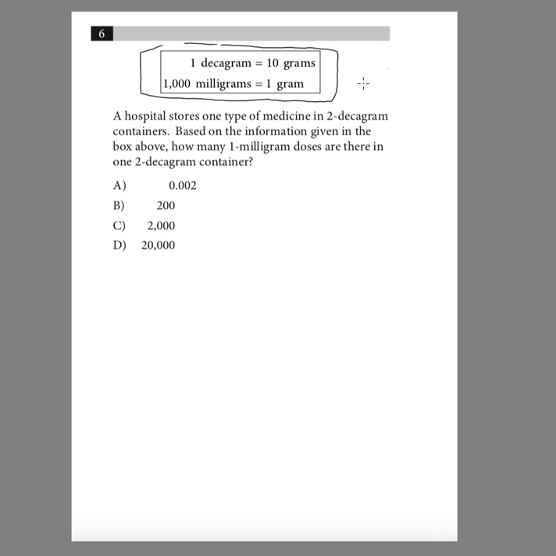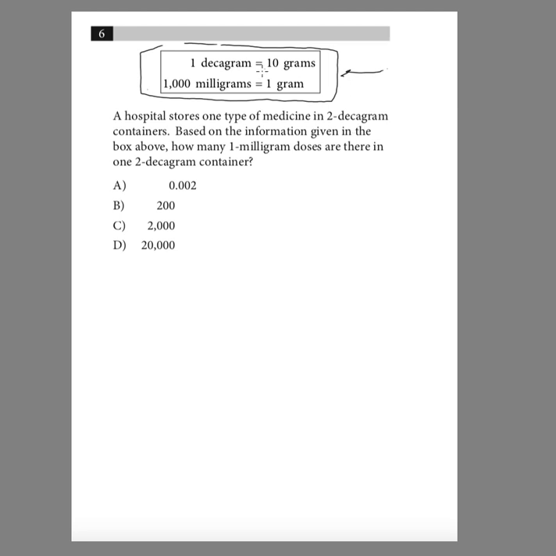So we're gonna work with units in this video, and I outlined this little table it gave us with some values. 1 decagram equals 10 grams. 1,000 milligrams equals 1 gram, right? So they're just giving us units and the conversion chart for the units. All right. So we're gonna look at this before we look at the question.